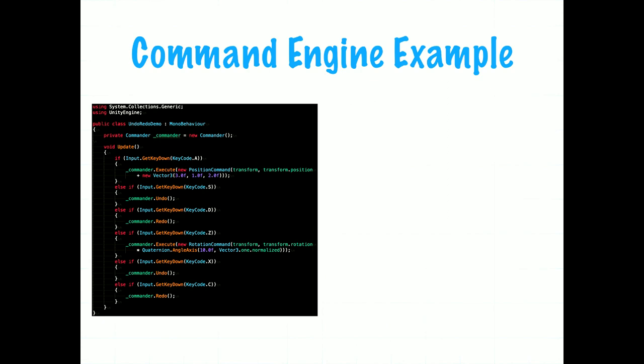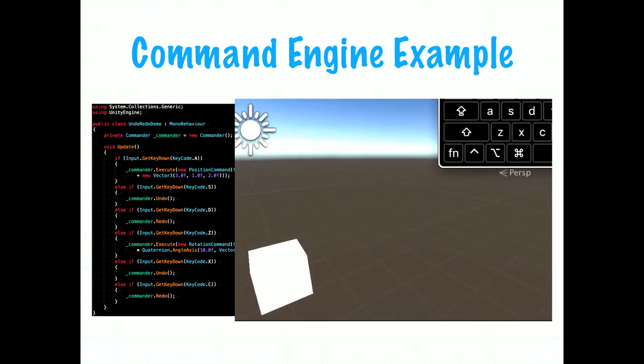Every time you press A, the object is going to move up and to the right. Every time we press S, it's not just going to move down to the left. It's going to undo the up-to-the-right movement. This means we can now store a kind of state of all of these actions that happen. So what that looks like is the following.